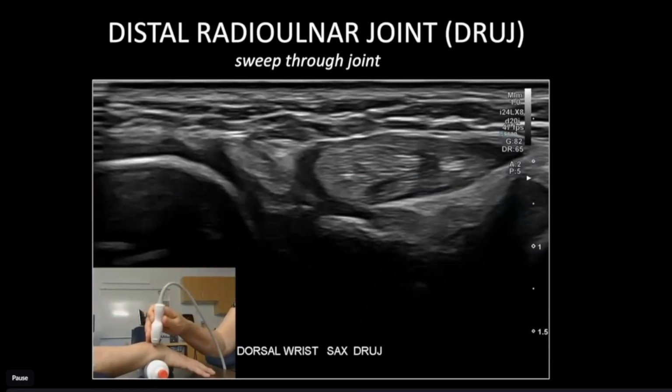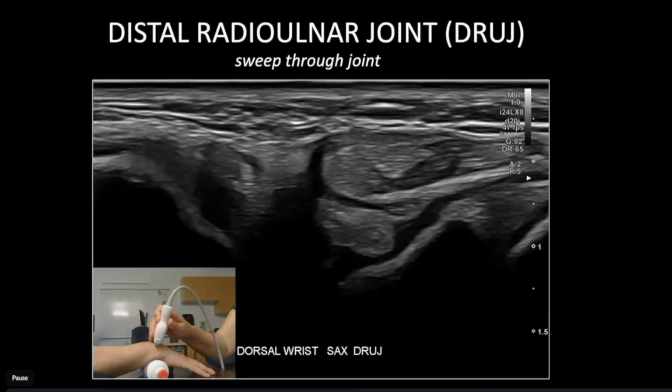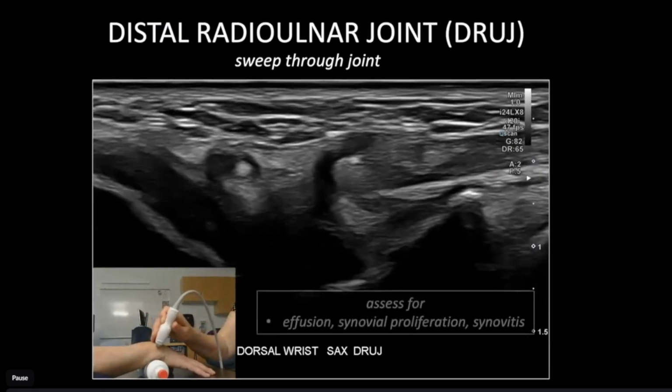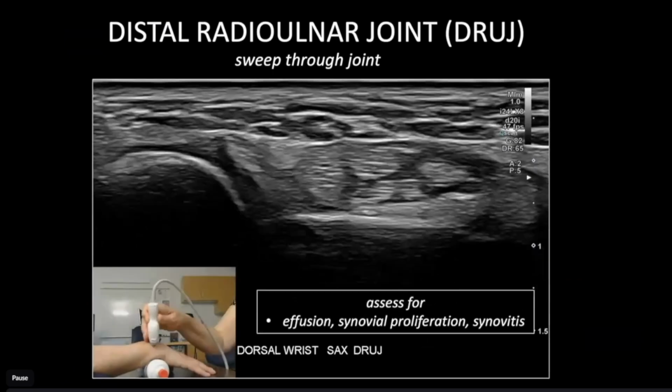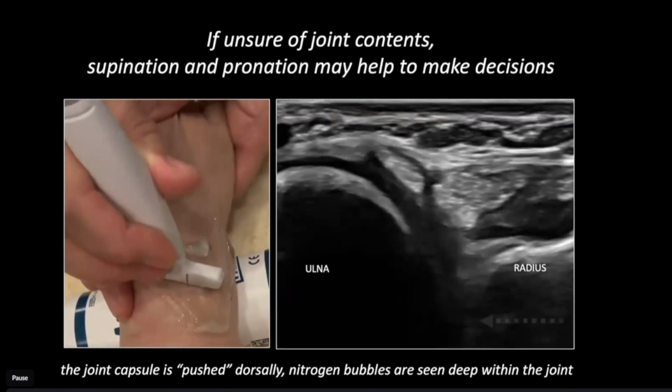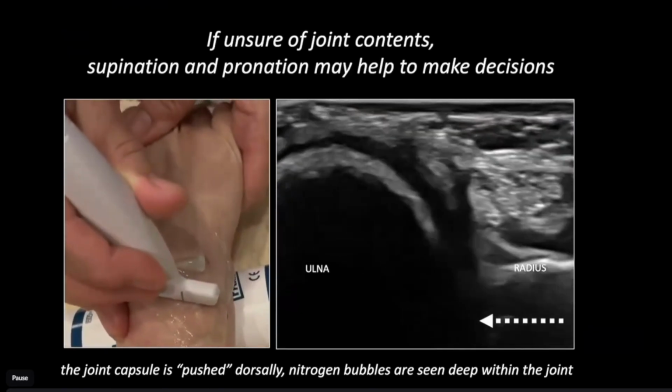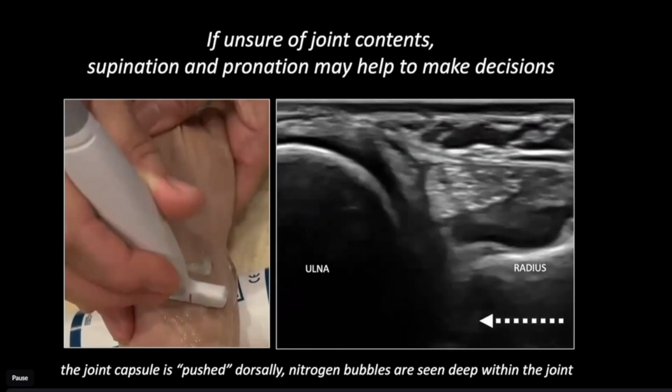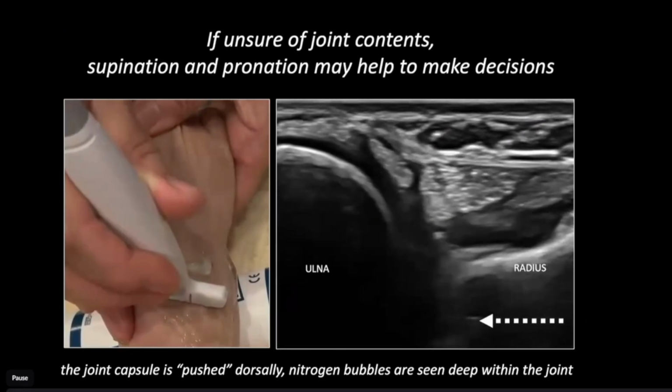Sweep through that joint, make sure you haven't missed anything. And again, looking for the same things as you would in any joint. And maybe you're not sure, you can do a little bit of supination and pronation. And that's just going to push the capsule more dorsally. You might see some nitrogen bubbles down deep in the joint.